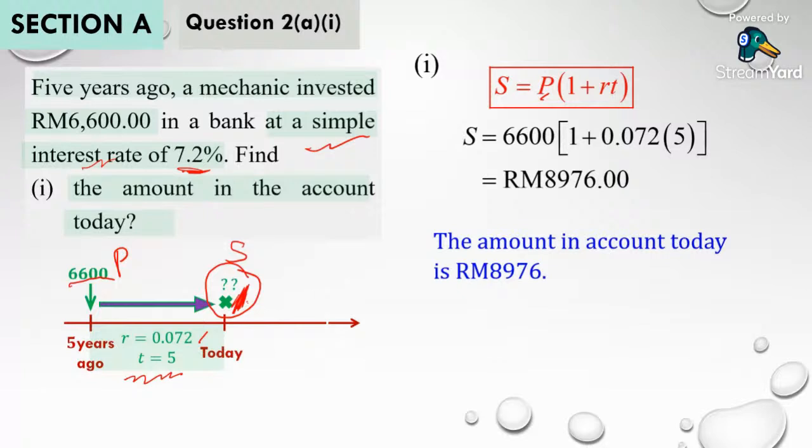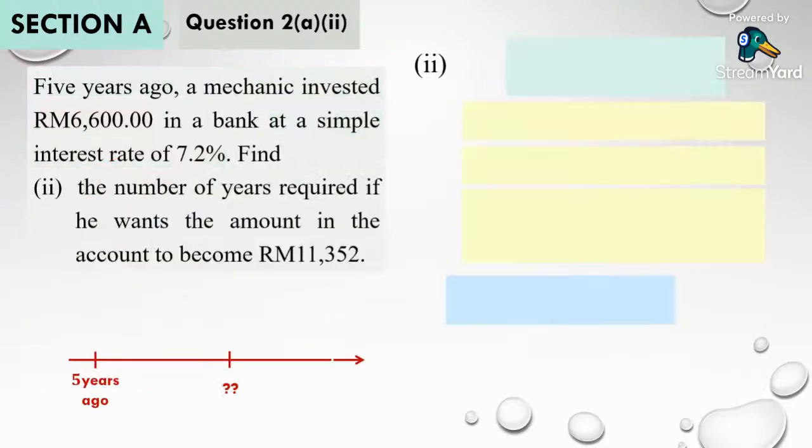Okay, next we go on with part 2 of question A. The question still follows the general statements from the beginning, about 5 years ago. Now the difference is that in part 2, instead of finding the future value, we want to find the number of years required for the amount in the account to become 11352.